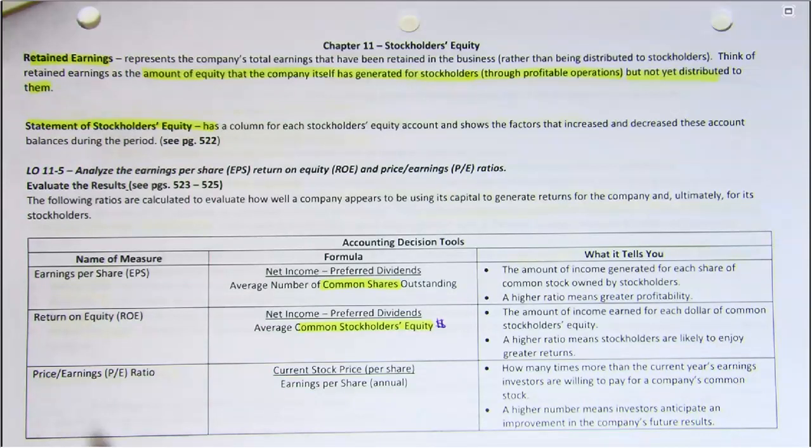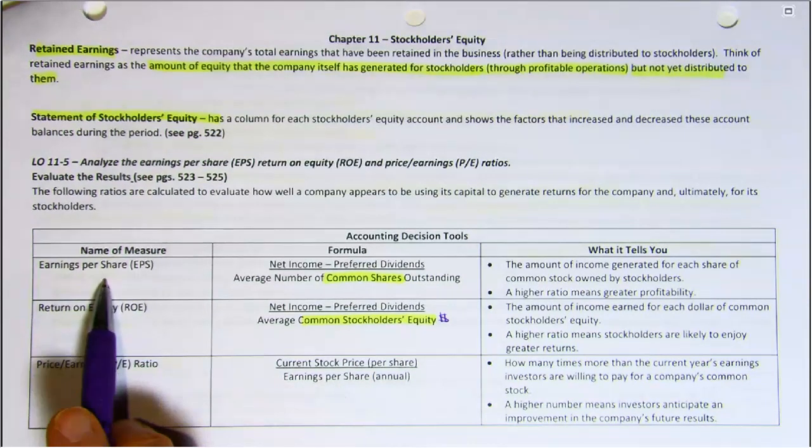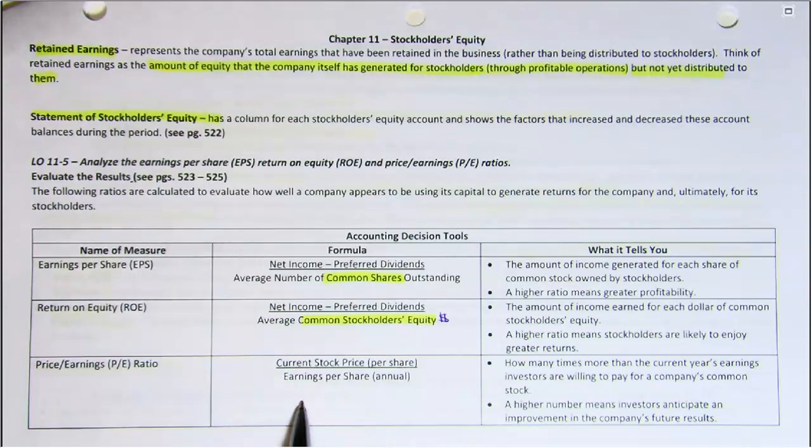And then finally, the price-earnings ratio. We take the current stock price per share and divide by the earnings per share calculation, and that tells you how many times the current year's earnings investors are willing to pay for a company's common stock. A higher number means investors anticipate an improvement in the company's future earnings. In other words, they have confidence in the company and its business model.